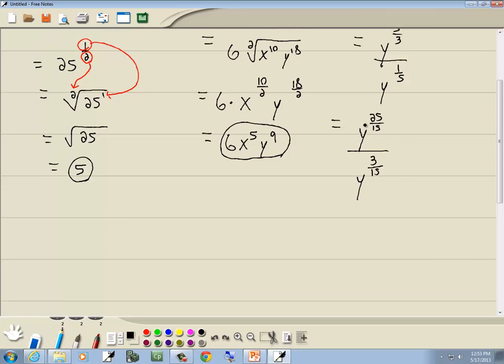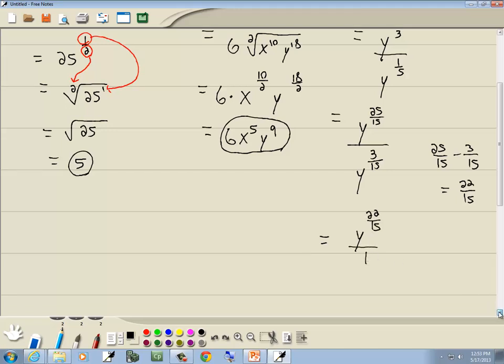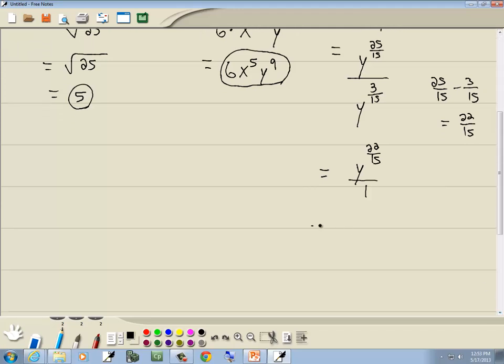Well, now we have y to a power over y to a power. I'm going to subtract a smaller exponent from a larger one. So I got 25/15 minus 3/15, which gives us 22/15. So we're going to have y to the 22/15 where our larger exponent was, which was up on top. So we got y to the 22/15, and I'll put a placeholder of 1 here, which is just going to disappear in the next step. So this becomes y to the 22/15.